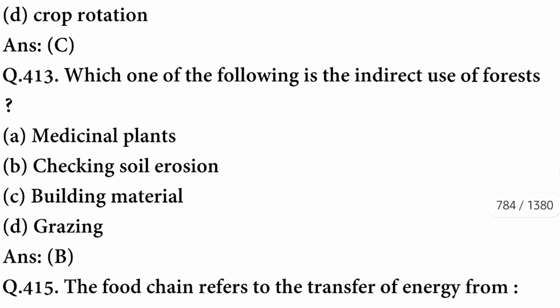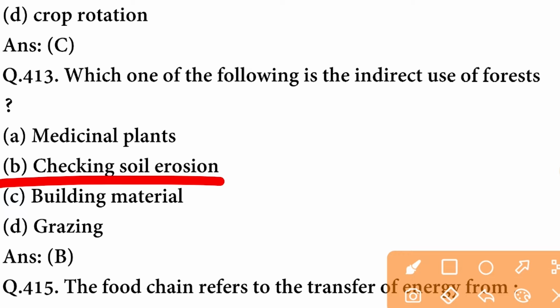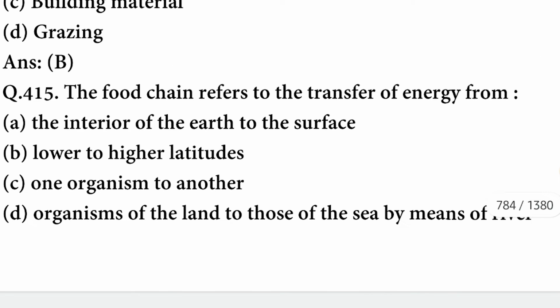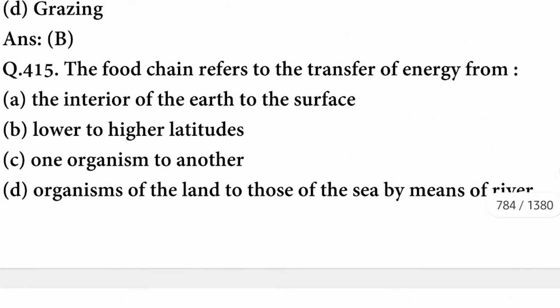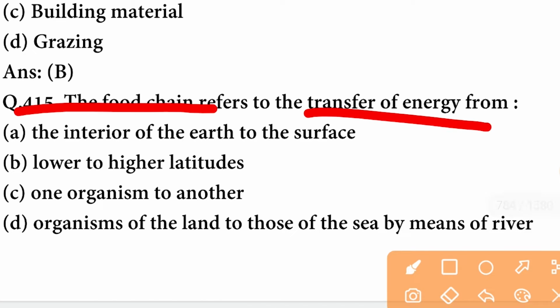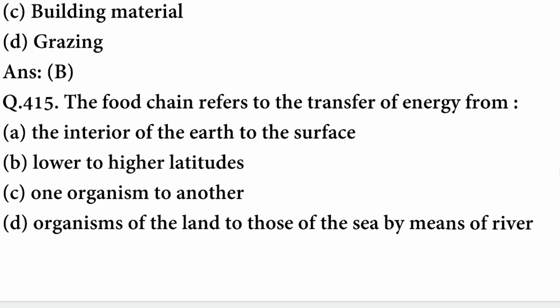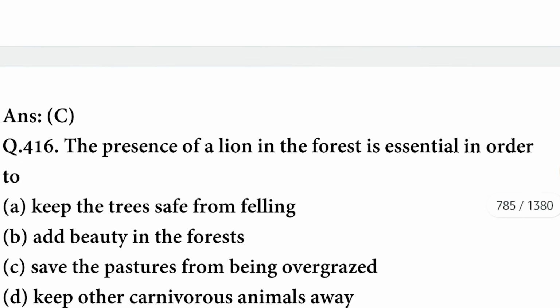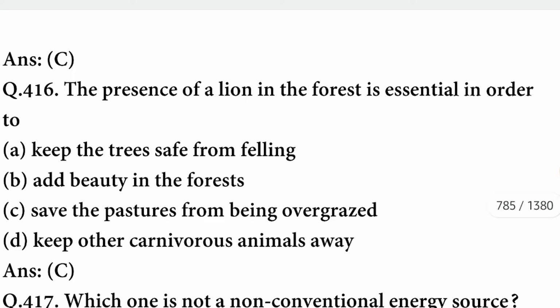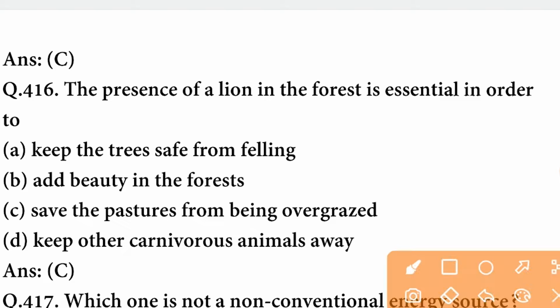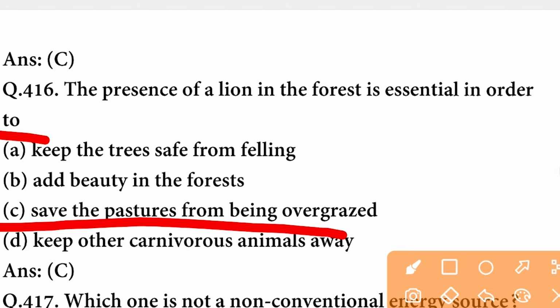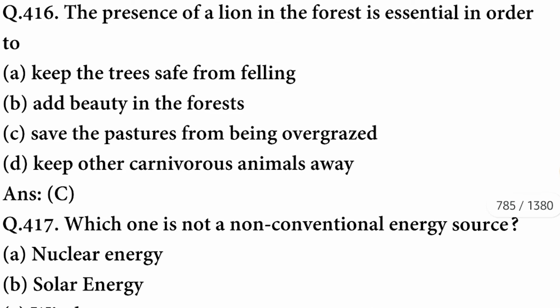C option is correct. Which one of the following is the indirect use of forest? It is checking soil erosion. B option is correct. The food chain refers to the transfer of energy from one organism to another. C option is correct. The presence of a lion in the forest is essential in order to save the pastures from being overgrazed. C option is correct.